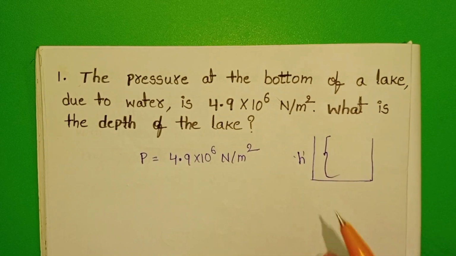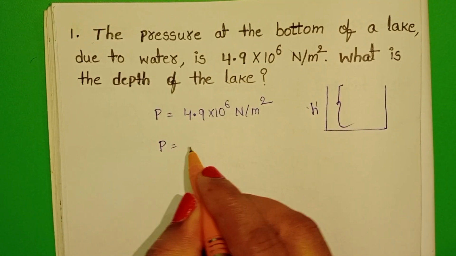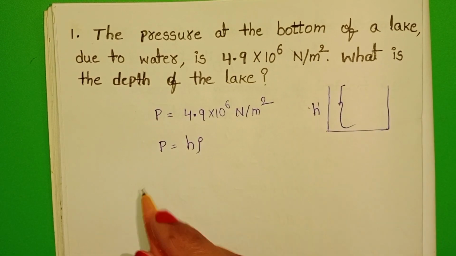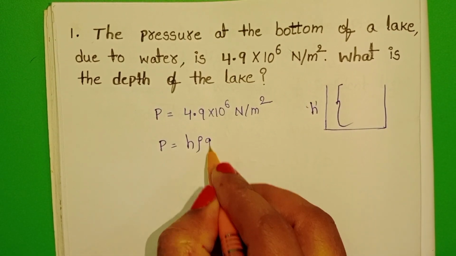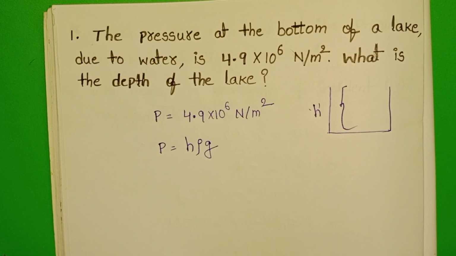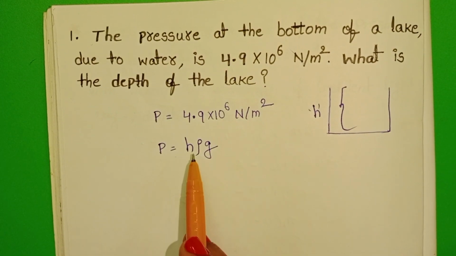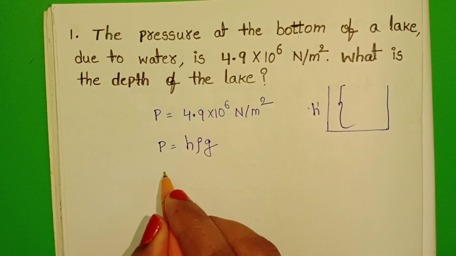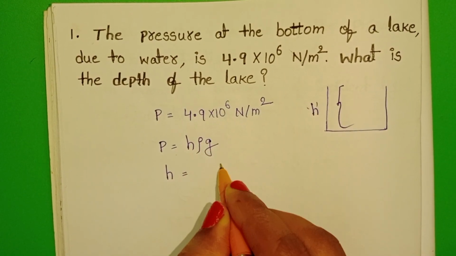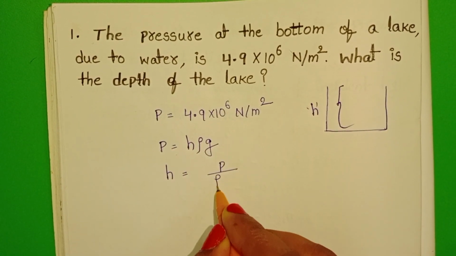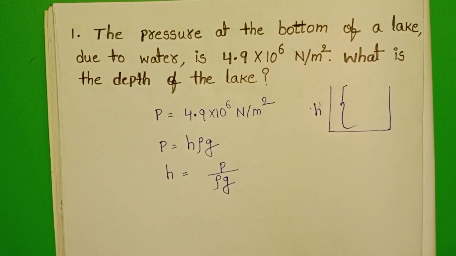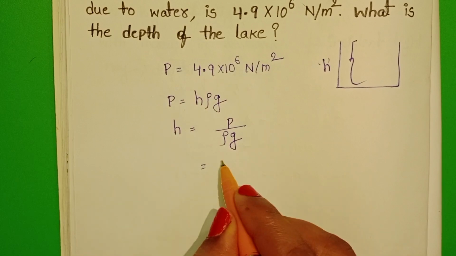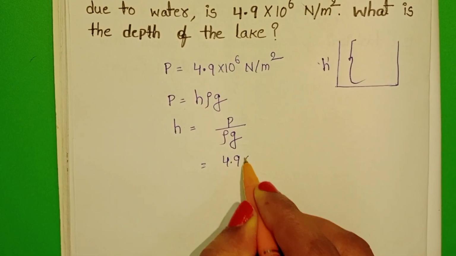Let it be H. Pressure is equal to depth of the lake times density of the water times acceleration due to gravity. So P is equal to H rho g. This is the formula. From this formula, depth of the lake is equal to pressure divided by density of water into acceleration due to gravity. In place of pressure, substitute 4.9 into 10 power 6.